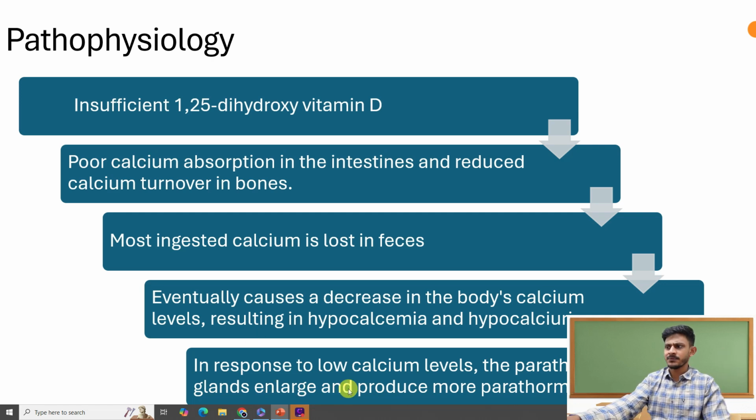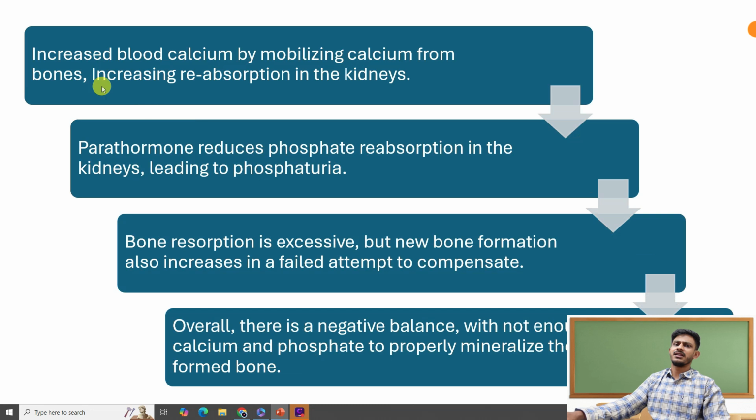So in response to this low calcium level, the body secretes which hormone? PTH, of course. What PTH does is it increases blood calcium by mobilizing calcium from the bones and increasing reabsorption of calcium in the kidneys. Parathyroid hormone also reduces phosphate reabsorption in the kidneys, leading to phosphaturia. I told you that. PTH acts continuously on the bone, so the bone resorption is excessive. New bone is also being formed, but the bone is not being mineralized because more of the minerals are being pulled from the bone by PTH.